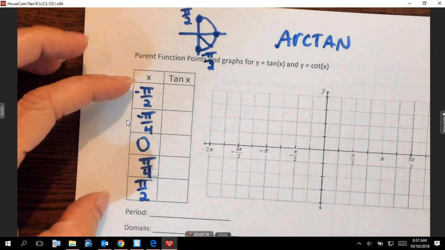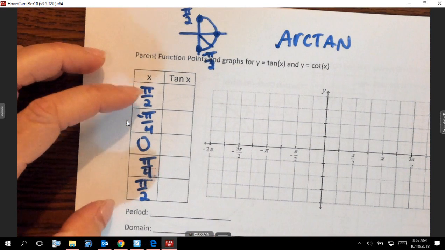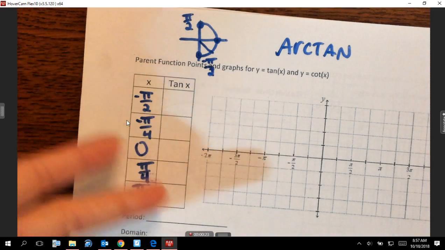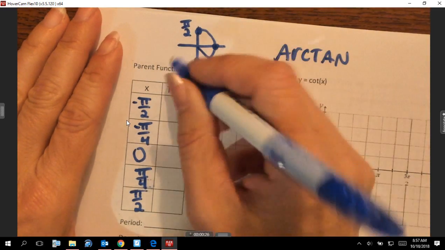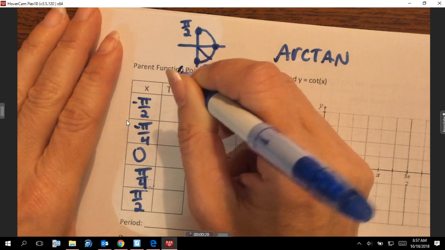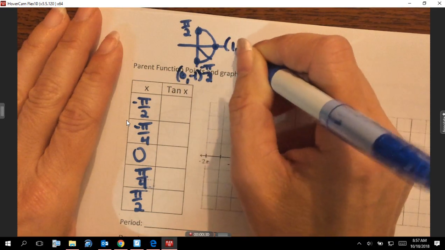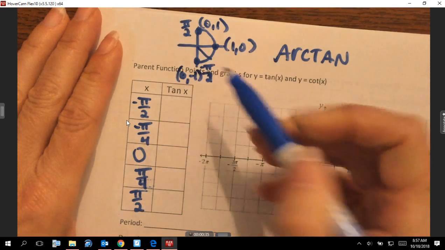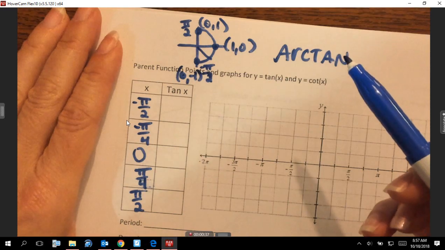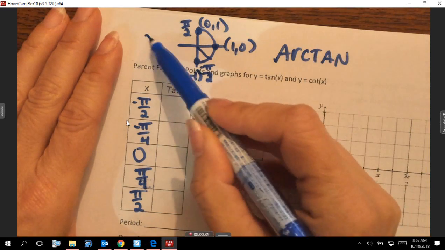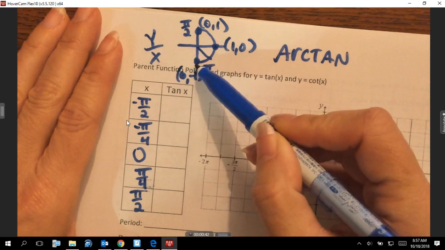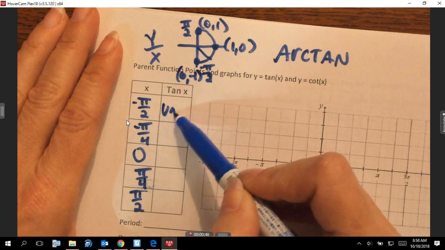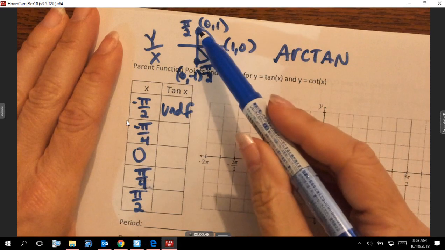So the tangent points will be for negative pi over 2 to pi over 2. Now, again, I don't want you to have to memorize the tangent points, so let's just look here and use ordered pairs. And then tangent is y over x. So at negative pi over 2, what's tangent? Y over x. Undefined. Let's go to pi over 2. What's tangent?